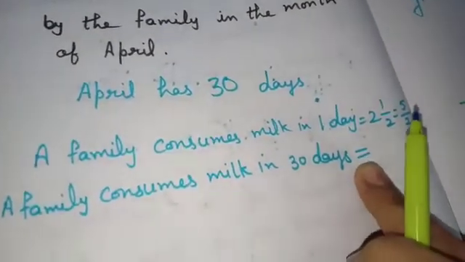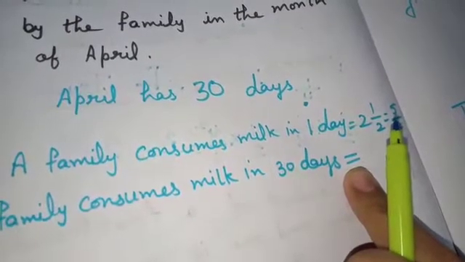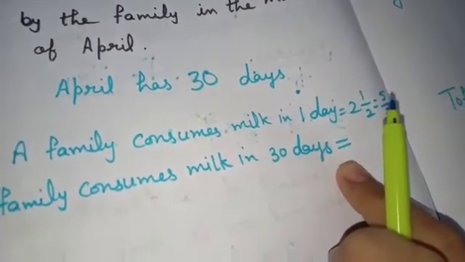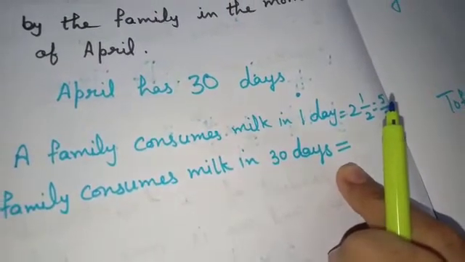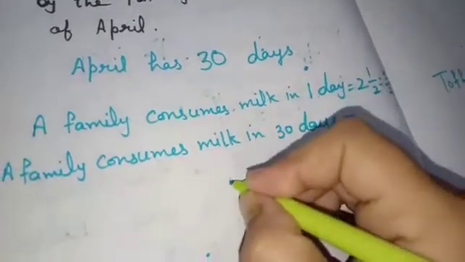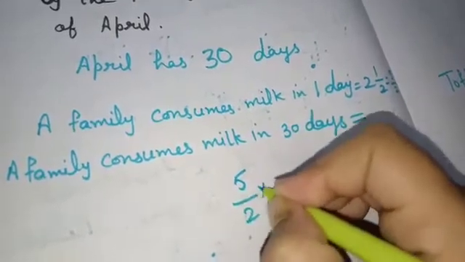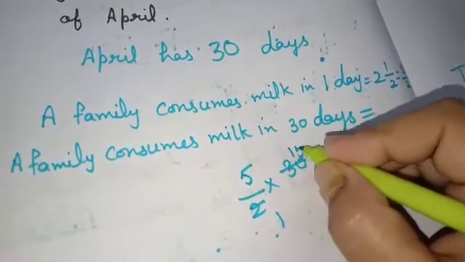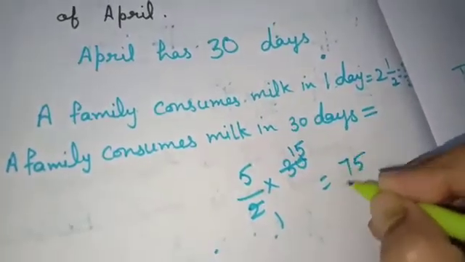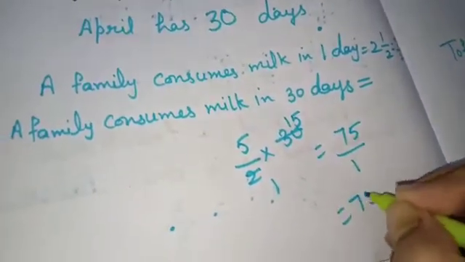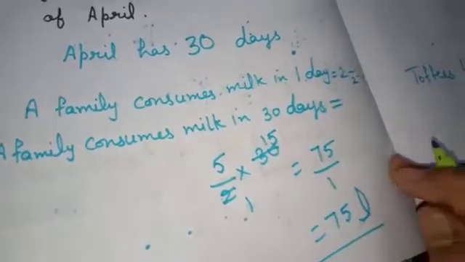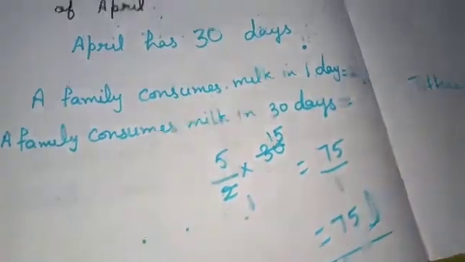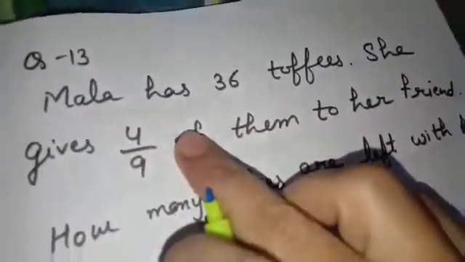So the family consumes milk in 30 days. If a thing for 1 is given, need to calculate for 30. What to do? Tell me what to do. We will use multiplication here. How can we multiply? 5 by 2 multiply 30. Cancel it. It's 15. 15 5s are 75 by 1 means 75 liters of milk the family consumes in the month of April. Okay, let's move to question number 13.